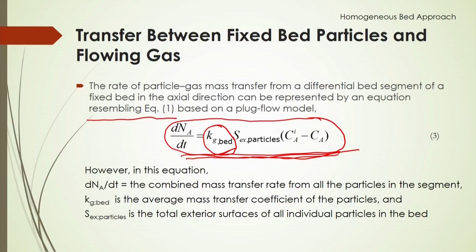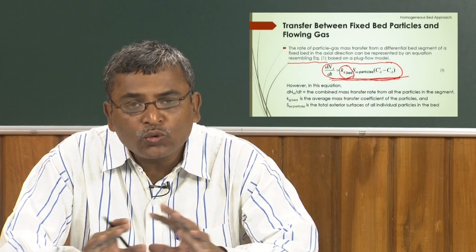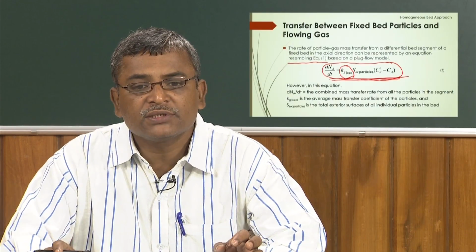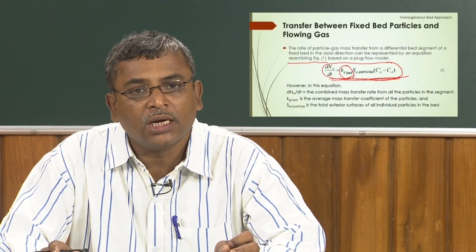So, for a particular segment in the fluidized bed, you have more than one particle, and mass transfer will be considered not only from a single particle, but from all the particles in the fluidized bed. And Kg bed is the overall average mass transfer coefficient of the particles, and S_ex particles is the total exterior surface of all individual particles in the bed.